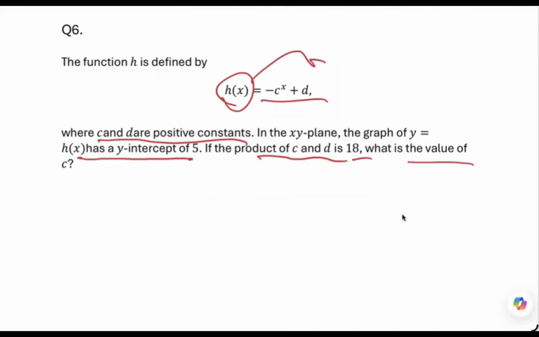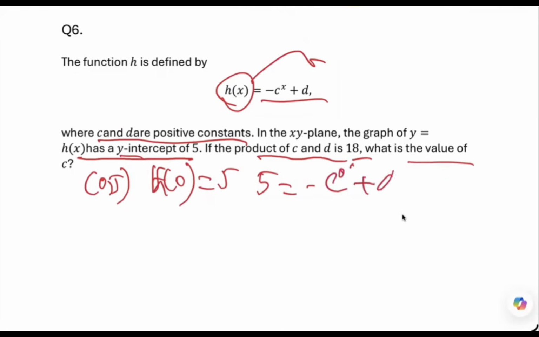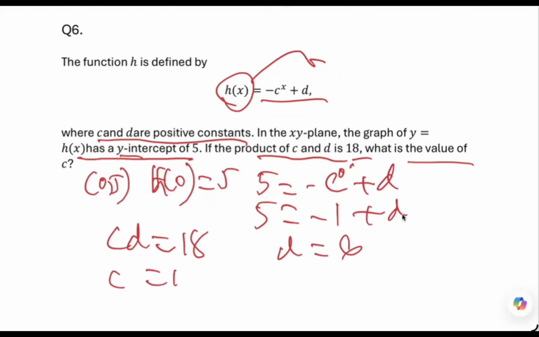They give you this function. And they said y-intercept, that means (0, 5), right? That means when I put 0 into h, h of 0 should give you 5. I put h of 0 here. I get 5 minus c raised to 0 plus d. Now 5, this will be negative 1 in d. Therefore, d is what? 6. And it said the product, C times D, is 18. Therefore, C is 18 over D. 18 over 6 is 3. And that's your right answer. You don't have to overthink it.